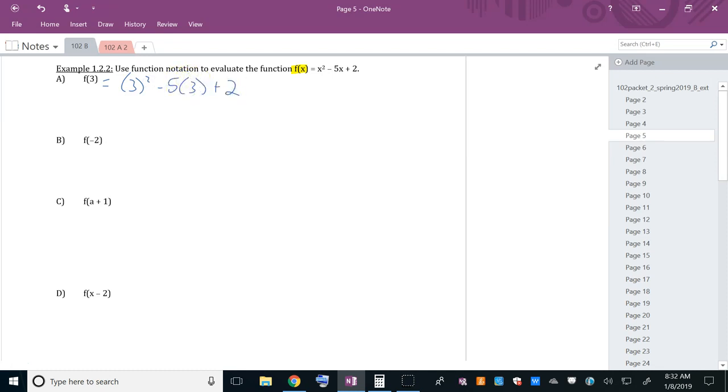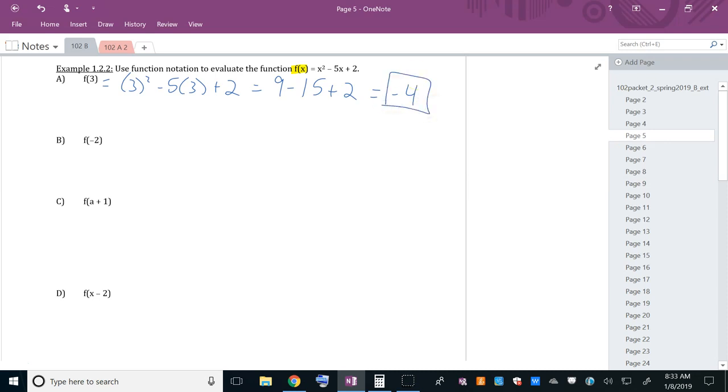with 3. Now I always put it in parentheses, one because it's good notation, but it's also going to help me for when I have negatives and expressions like I do later in this problem. 3 squared is 9, 5 times 3 is 15, and I still have the plus 2. And then 9 minus 15 plus 2 is negative 4.